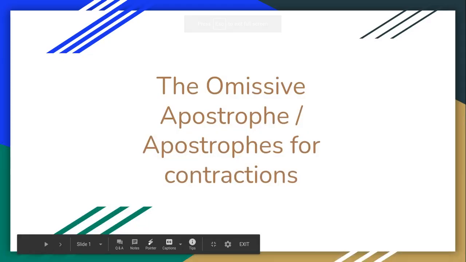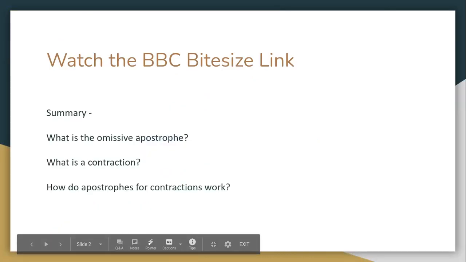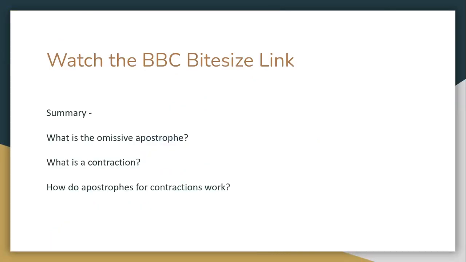So the first thing that we are going to do is have a quick recap, a little summary of the BBC Bitesize videos and quizzes and information that you've just read. Firstly, what is the omissive apostrophe? It's the apostrophe that we put when we have two words, such as can and not. When we put them together to make a new word, can't, we take out some letters to make that contraction, and we show that we've taken out some letters by adding an omissive apostrophe.